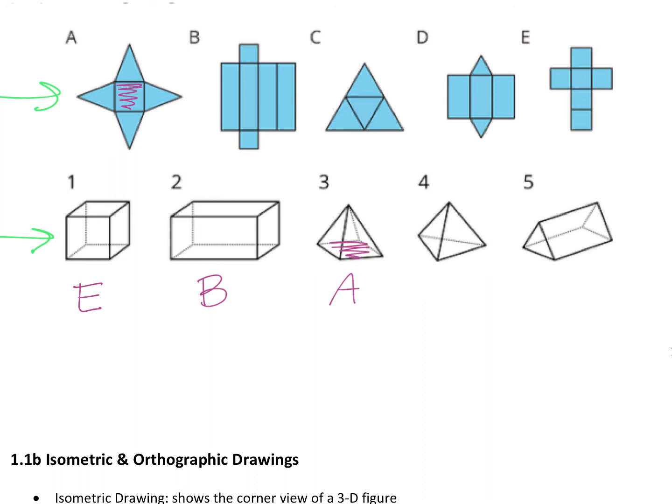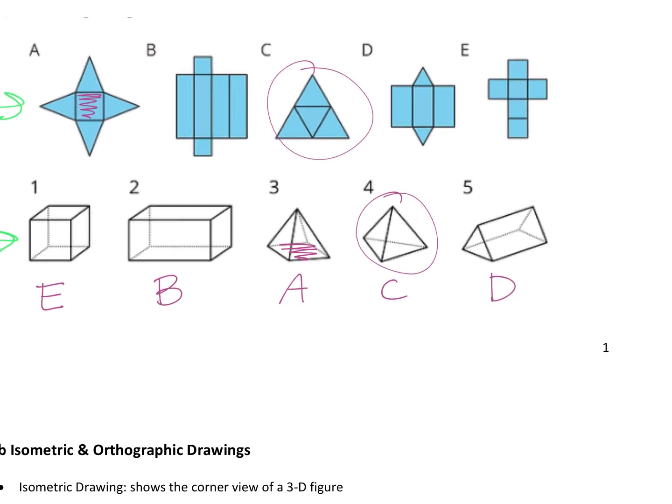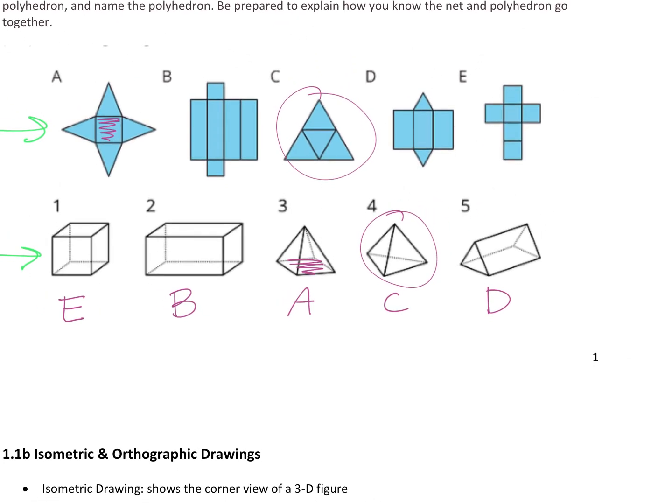Emily, what'd you get for number 4? 4 goes with C. Notice there are 4 triangles, right? 4 triangles. And then number 5, Isaac? D. 5 is D. You get the gimme at the end, right? So notice 3 rectangles that wrap around, right? 3 rectangles, 1, 2, 3, with triangles on either end. Okay?